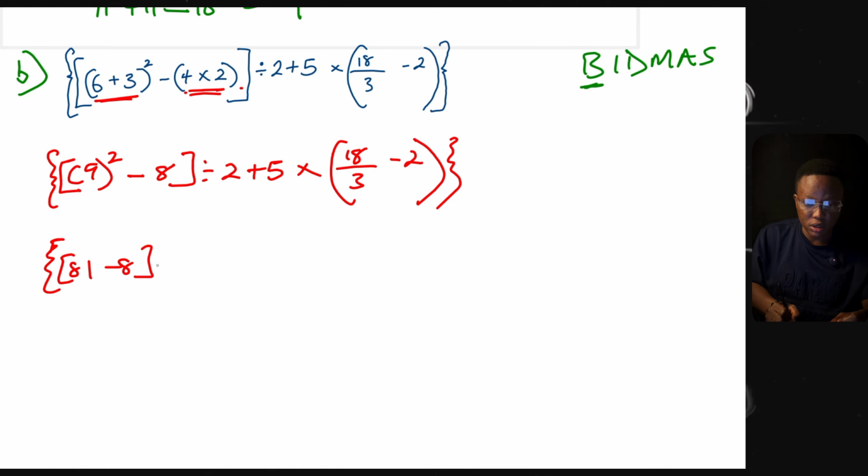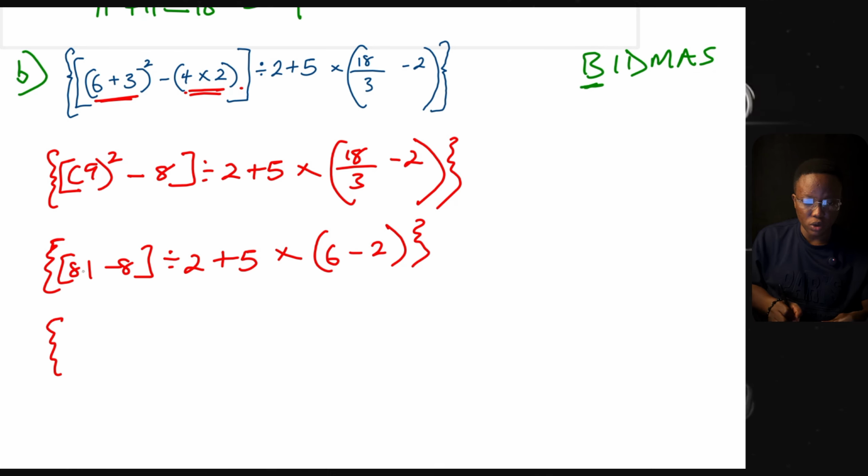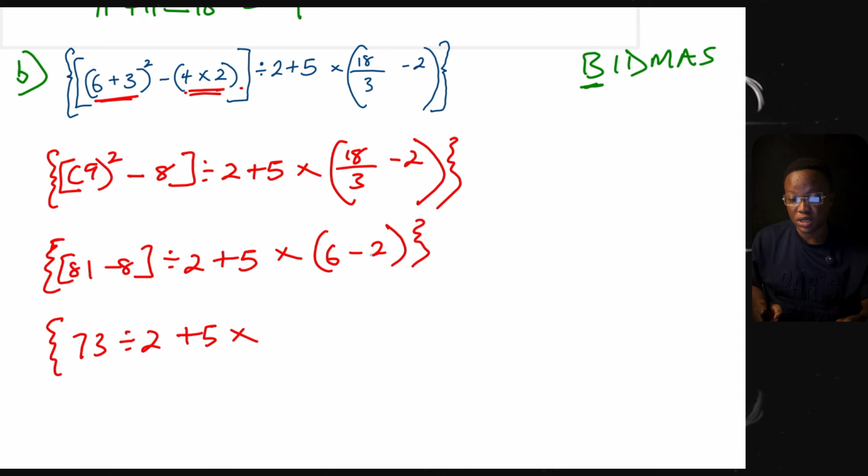81 minus 8 divided by 2 plus 5 multiplied by. I should open that bracket too. What is 18 divided by 3? That's 6. 6 minus 2. Okay, let's leave it for now. And now we solve the brackets. What is 81 minus 8? That's 73. So we have 73 divided by 2 plus 5 multiplied by the bracket, which is 6 minus 2. That's 4.